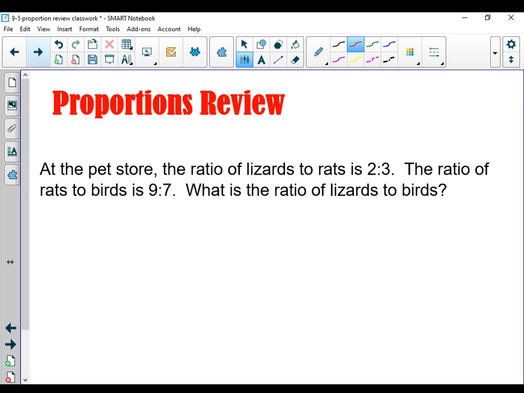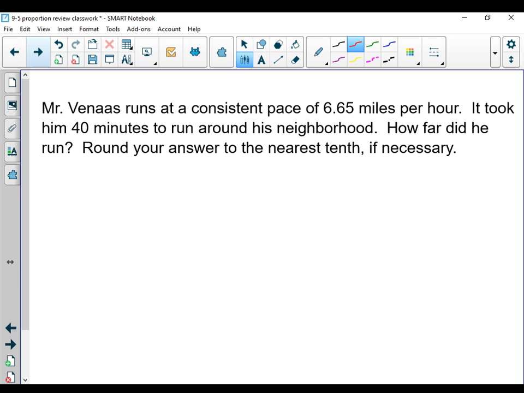We're going to save pet store for tomorrow, so let's jump to the next one. Ooh, Mr. Venice. He is actually super fast. Zoom. If he can run 6.65 miles per hour, is there anything I could write down for 6.65 miles per hour? Put it on top of a fraction, Pete says.